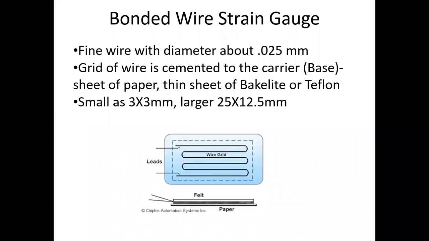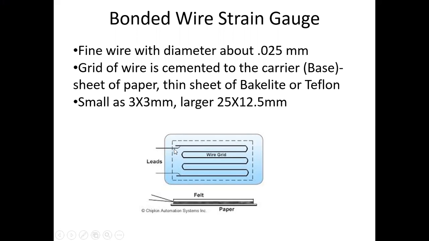Second is bonded wire strain gauge. In that, the outer bonding is available. Fine wire with diameter about 0.025 mm. The grid of wire is cemented to the carrier base, a carrier sheet of paper, thin sheet of bakelite or Teflon, as small as 3 by 3 mm, as large as 20 by 25 by 12.5 mm.